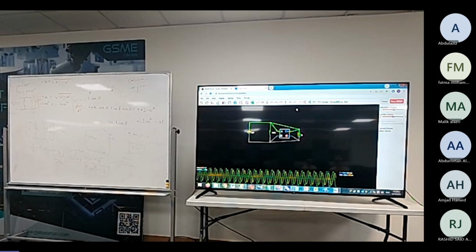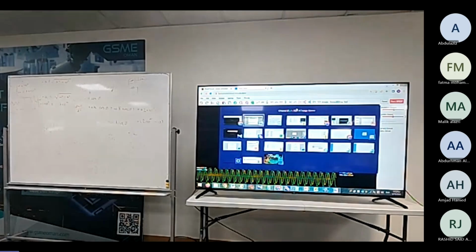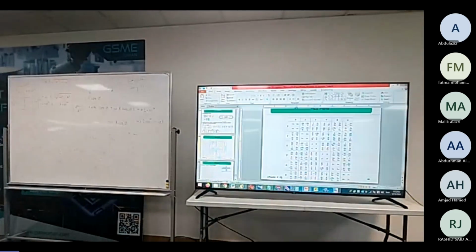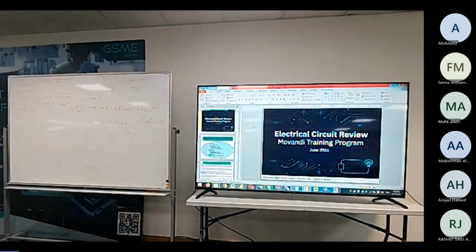What do we call it? Matrix? Look at the material, you will see. It's a systematic approach of nodal and mesh analysis, which most of the software use to solve complicated circuits.